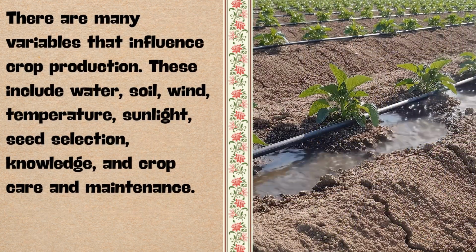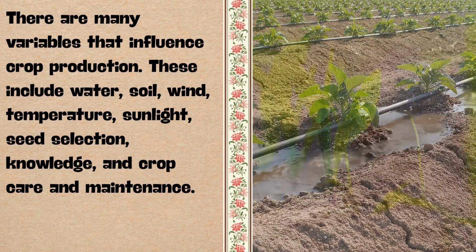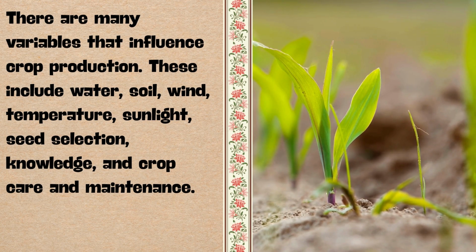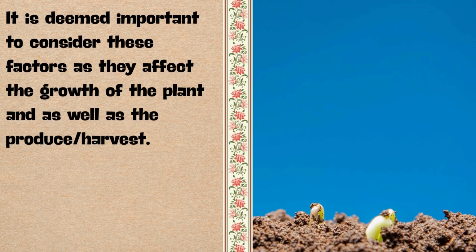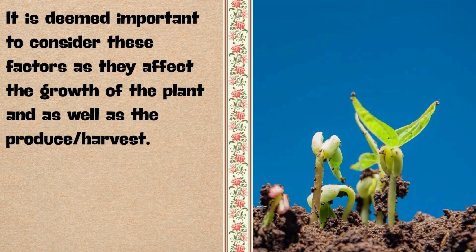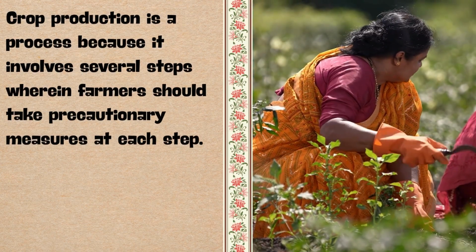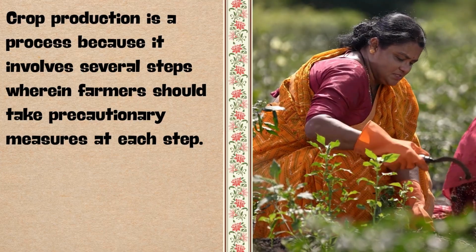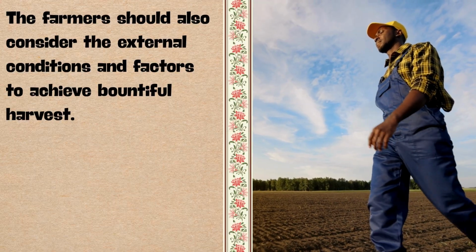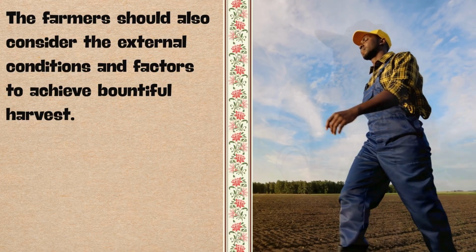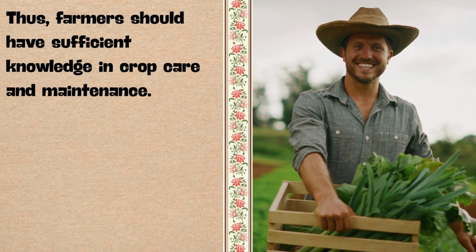There are many variables that influence crop production. These include water, soil, wind, temperature, sunlight, seed selection, knowledge, and crop care and maintenance. It is deemed important to consider these factors as they affect the growth of the plant as well as the produce or harvest. Crop production is a process because it involves several steps wherein farmers should take precautionary measures at each step. The farmers should also consider the external conditions and factors to achieve bountiful harvest. Thus, farmers should have sufficient knowledge in crop care and maintenance.